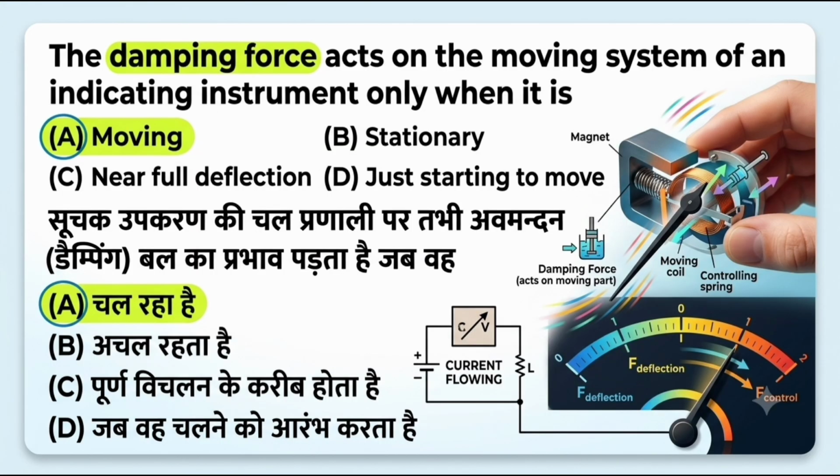Now next question. The damping force acts on the moving system of an indicating instrument only when it is moving. Its correct answer is option A, that is moving.